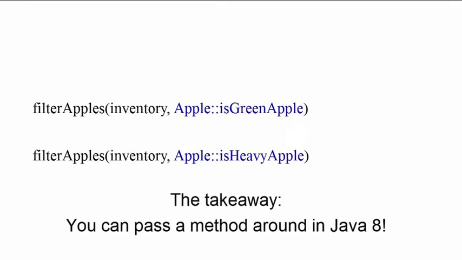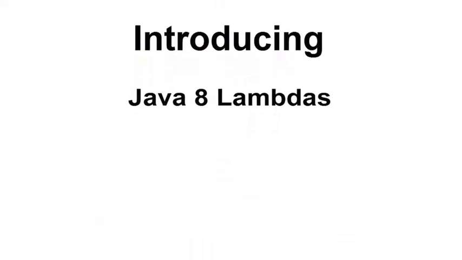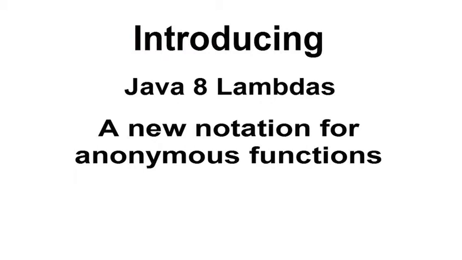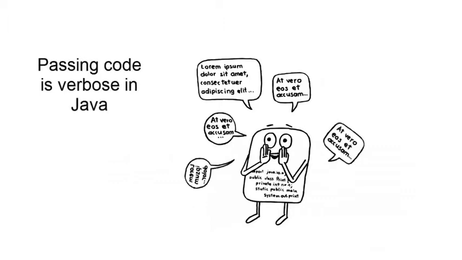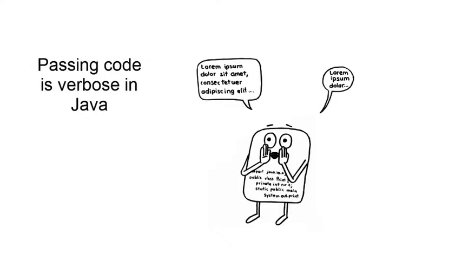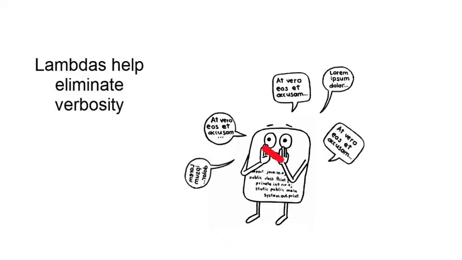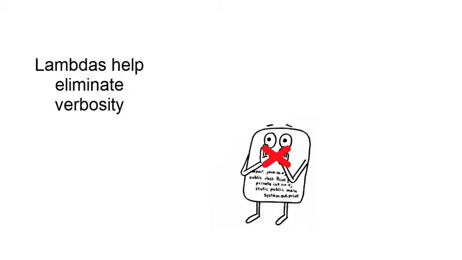The key idea to take away for now is that you can pass a method around in Java 8. Introducing Java 8 lambdas, a new notation for anonymous functions. While passing code is a way to give new behaviors as an argument to a method, it's currently quite verbose in Java. Lambdas, also known as anonymous functions, help eliminate the verbosity of declaring and instancing an anonymous inner class.